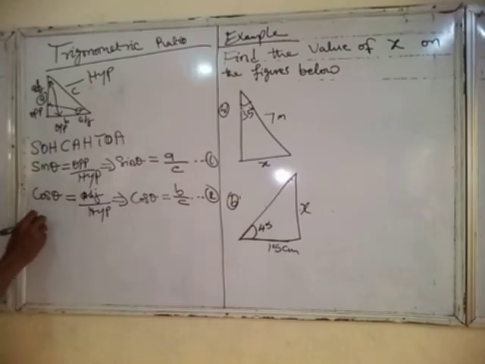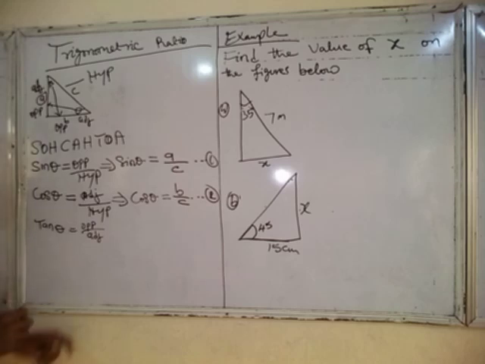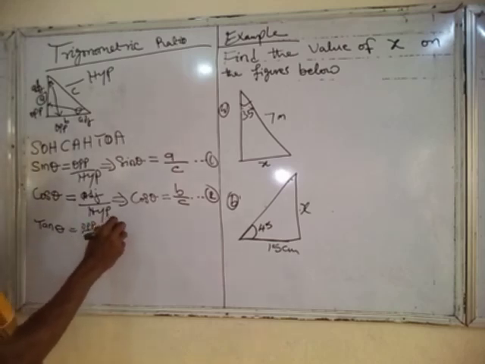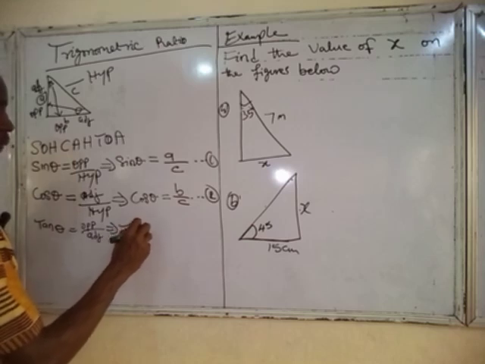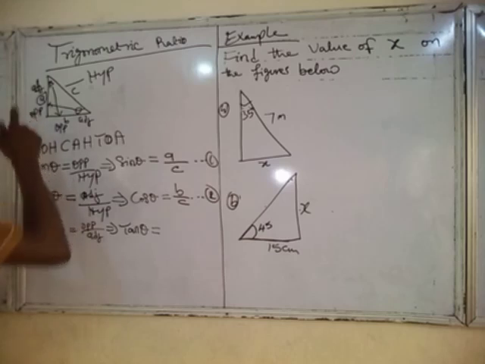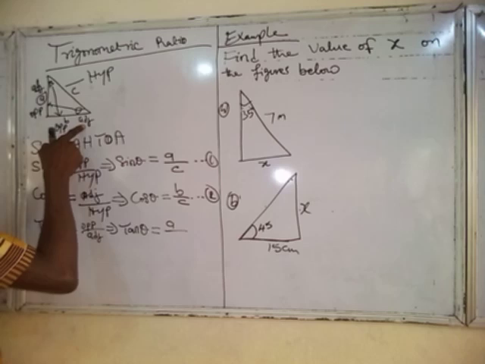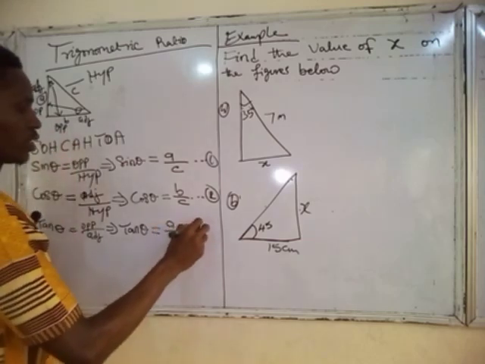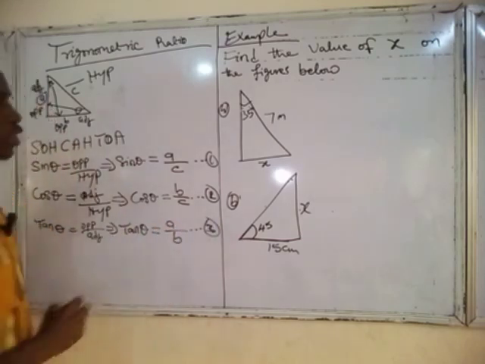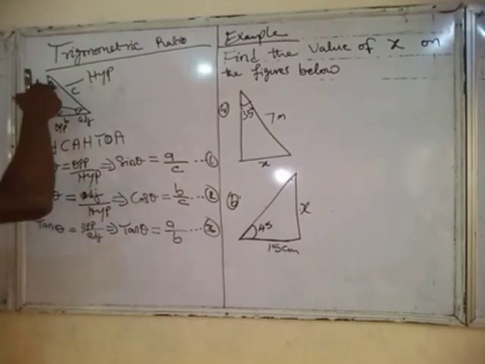Then ratio 3 will be tan. That is T. Tan theta equals opposite over adjacent. So tan theta equals opposite for theta is A, all over adjacent for theta, which is B. So this is ratio 3. Then ratio 4, we go back again to this using beta.